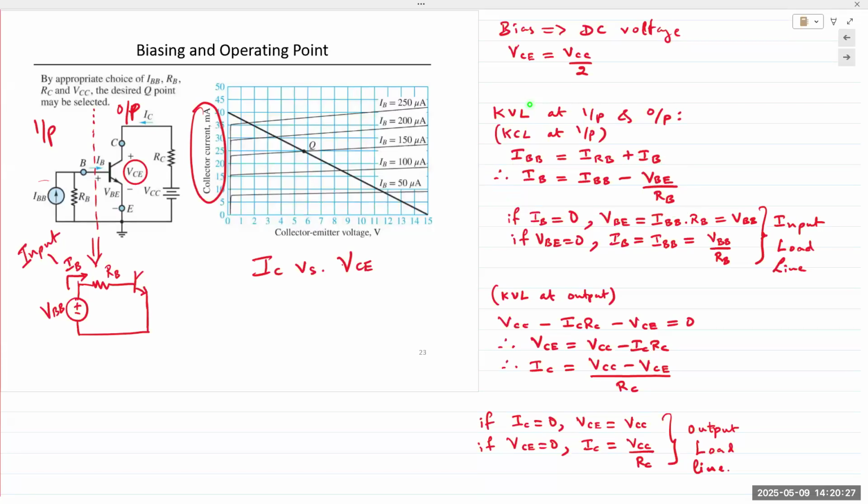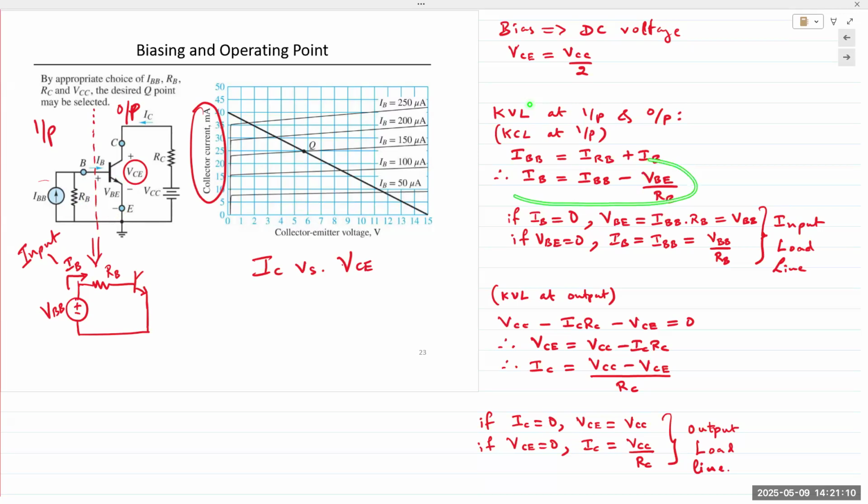So on the input side, you have a current source IBB going in. Some of it goes down RB, some of it goes into the base. So IBB, the source, is divided across the resistor RB and the base current IB. So we obtain the equation for IB as IB equals IBB minus IRB. IRB is the current flowing through here, which means it's VBE over RB. If you apply KVL, you obtain the exact same expression, no difference.